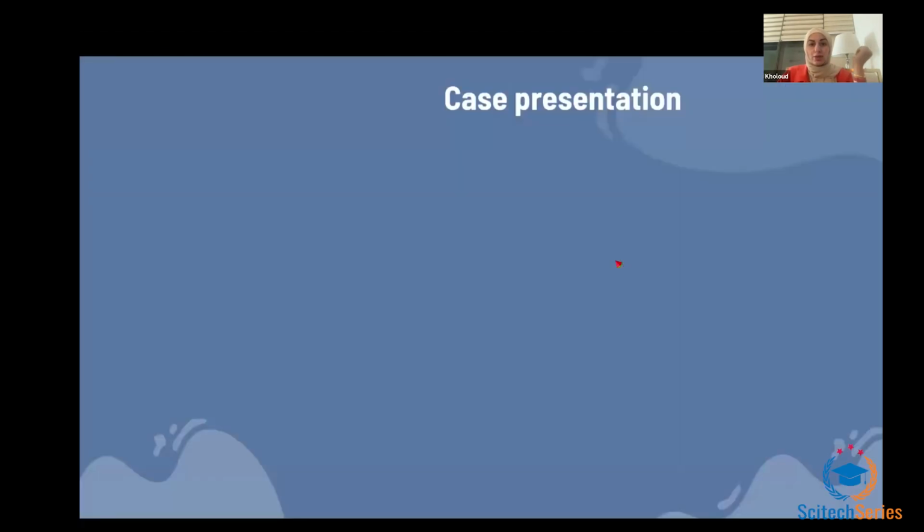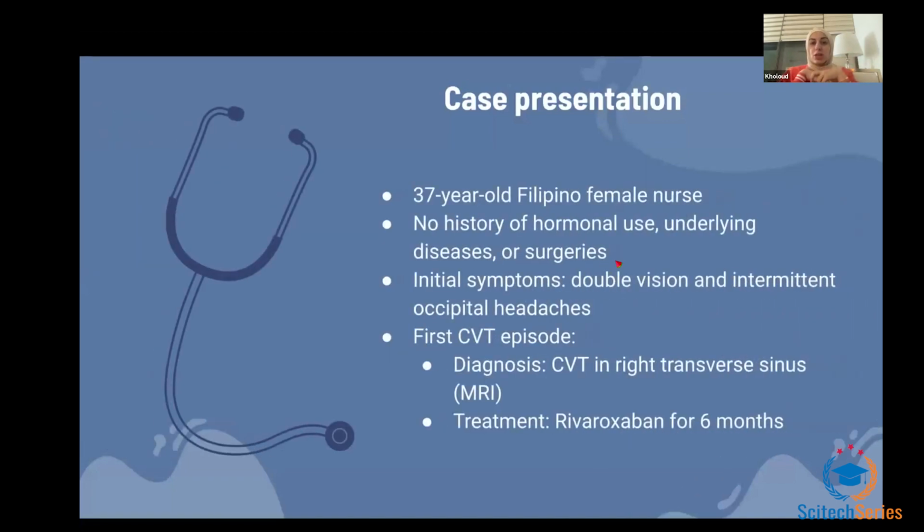And then to come to the case, my case was a 37-year-old Filipino female nurse that presented to the University of Sharjah Hospital. She had no history of hormonal use, no underlying disease, hypertension, diabetes, or previous surgeries. Her initial symptoms were double vision and intermittent occipital headaches, and that warranted the neurology doctors to make an MRI. So that was her first CVT episode. It was a CVT in the right transverse sinus. And then upon that, she was started on treatment of rivaroxaban for 6 months.